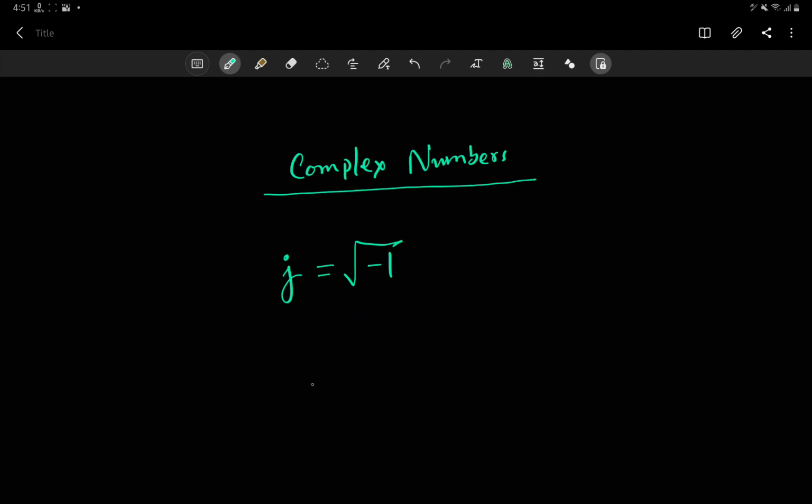And one more thing: for r times e to the power i theta, we actually don't write these things this much. We use a shorthand for that, r angle theta, and we use degrees for the thetas. So keep these two things in mind. But it really doesn't matter.